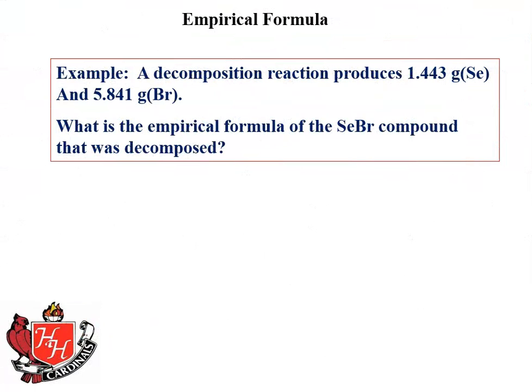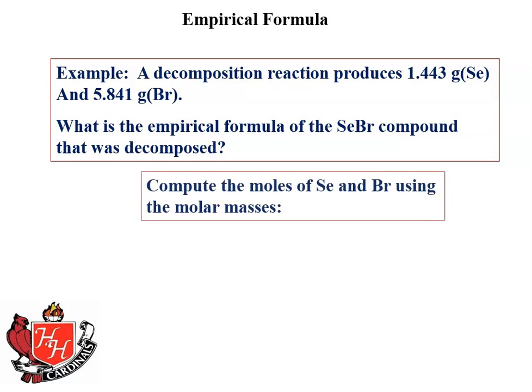So let's take an example. A decomposition reaction produces 1.443 grams of selenium and 5.841 grams of bromine. What is the empirical formula of the SeBr compound that was decomposed? So here are the steps. First, you compute the number of moles. Anytime you're dealing with a chemical equation or a chemical formula, you have to be in moles. It does not understand grams. Grams is a foreign language to a chemical equation. So we need to have that in moles.